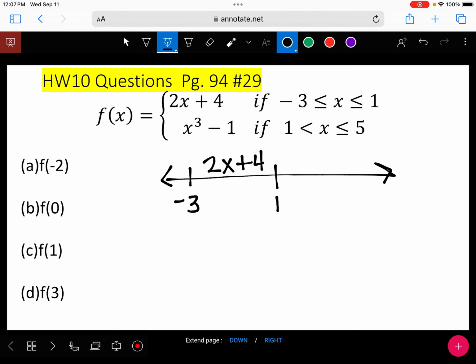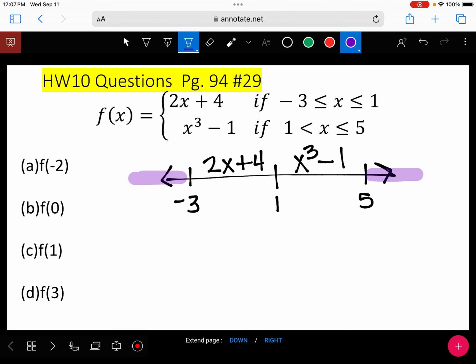And if you have a number between 1 and 5, it's x cubed minus 1. Now, notice that this part of our number line is undefined. I don't have anything over here or anything over here. So if we had a number less than -3 or greater than 5, it would be undefined. Because we only have it defined between -3 and 1 and 1 and 5.